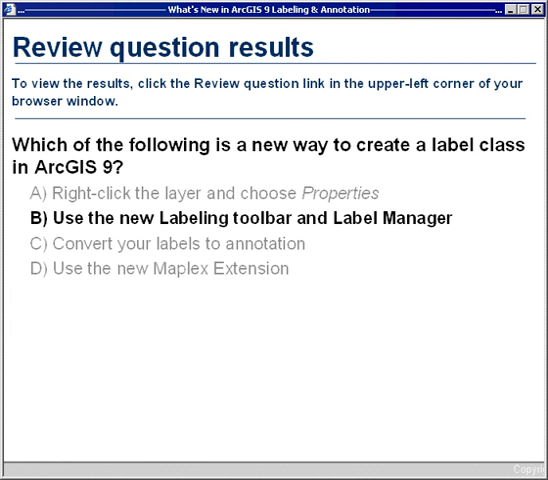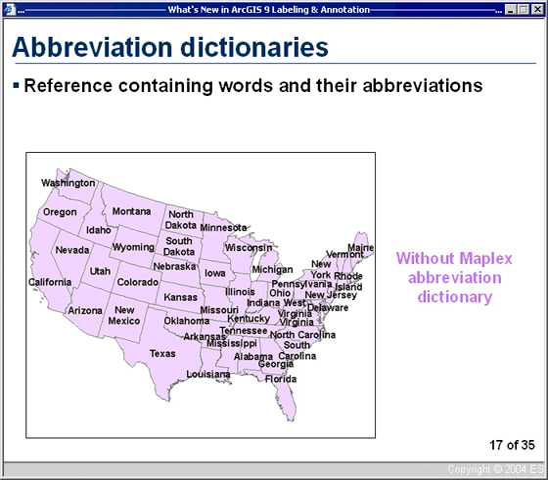A, right-click the layer and choose properties. You can get to the label tab if you do it that way, and you can create a label class. But here we're focusing on how to do this in 9. So the correct answer would be B. And it looked like most of you got that correct. Over 75%, more towards 85%, got that correct. So congratulations. You are paying attention.